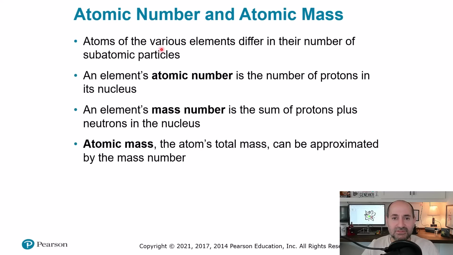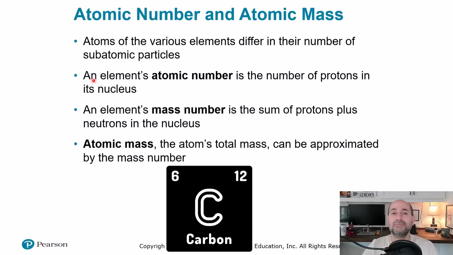Now, atoms of the various elements differ in the number of their subatomic particles. So, have you ever seen the periodic table of elements? Have you ever looked at an individual element? Let's take carbon, for instance. The smaller number is known as the atomic number. This is the number of protons in the atomic nucleus of that atom. Okay, the smaller number is the atomic number. It is the number of protons.